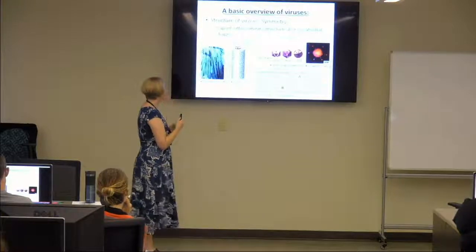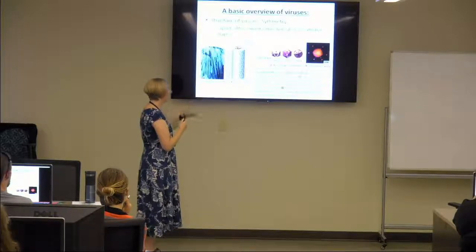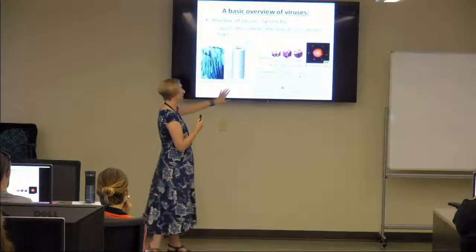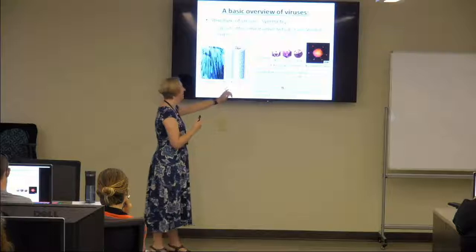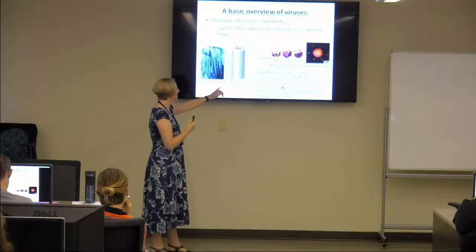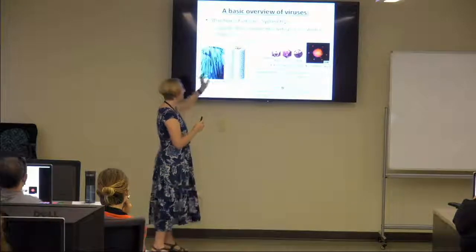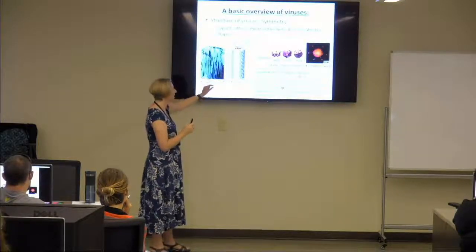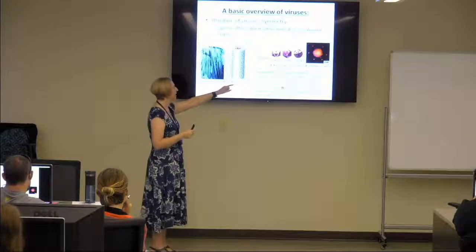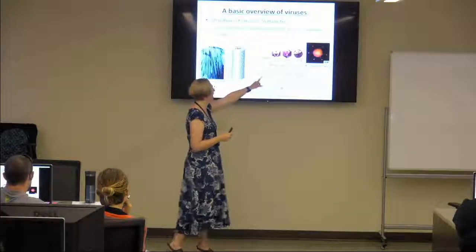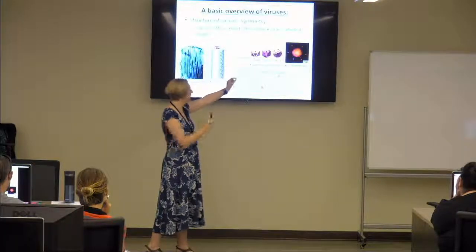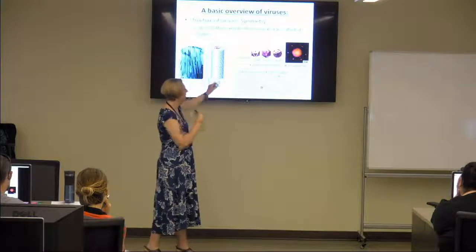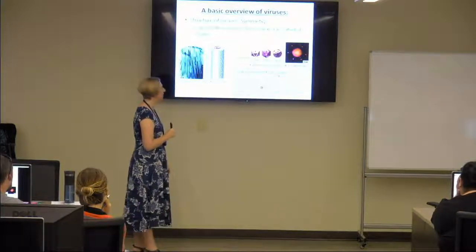This is pretty uniform symmetry. The icosahedral, which is the more difficult one, has 20 of these equilateral triangles, 20 what we call faces, and 12 vertices, 12 points. The example they have there, the adenovirus, even has spikes coming out of some of those vertices that you can see in the picture.